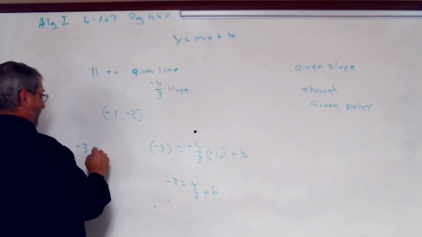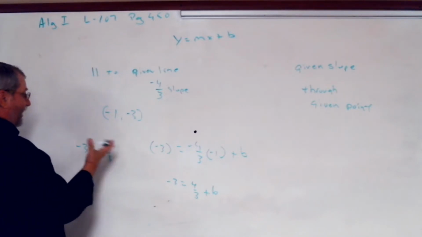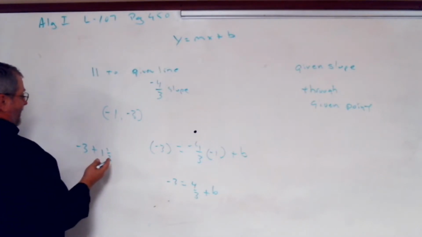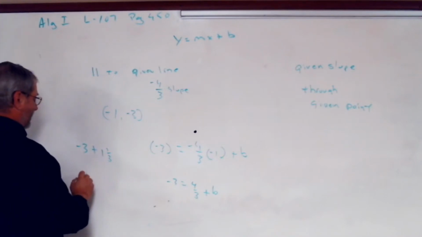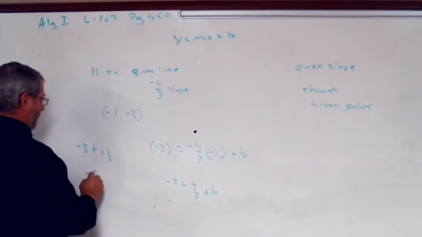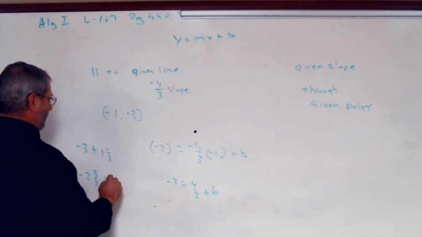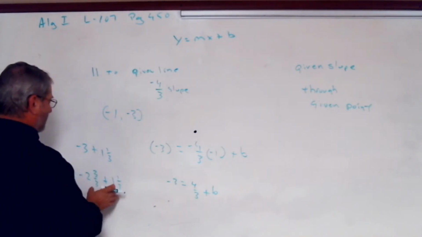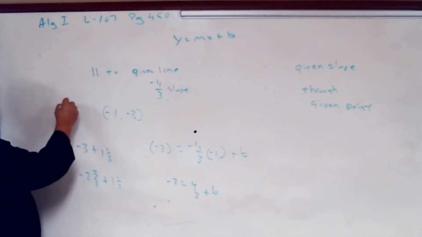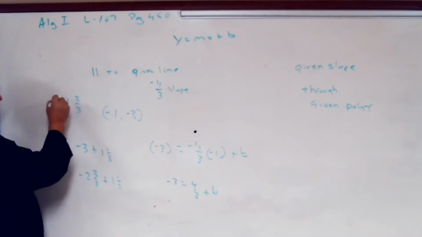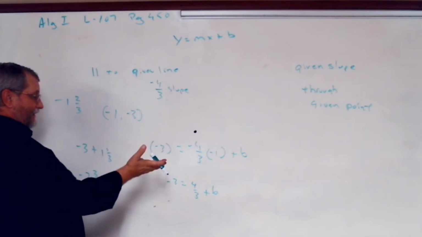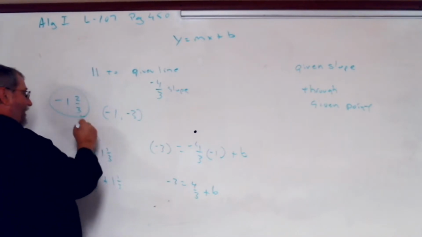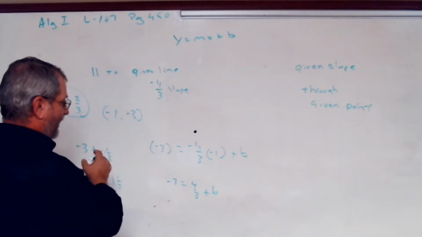That's 1 1/3. However you want to do this, okay? So there's going to be a subtraction problem, and the answer is negative. So it's negative 3, which is 2 3/3, plus 1 1/3. So it's a subtraction problem, so we'll have 1 2/3, and it's negative. Okay? That's b. However you put it on your calculators, I don't care.